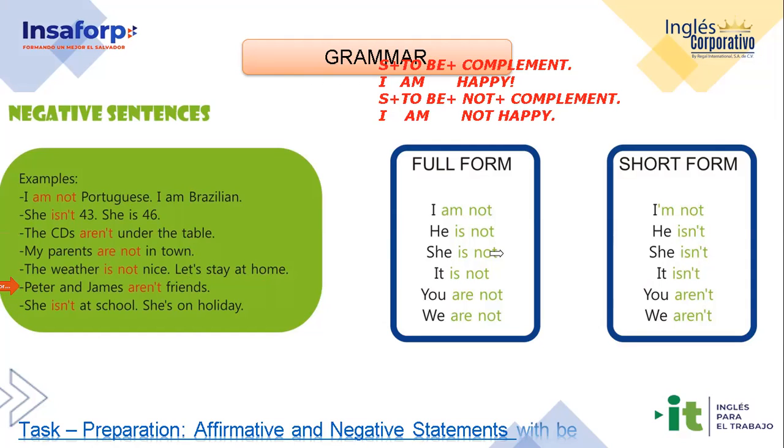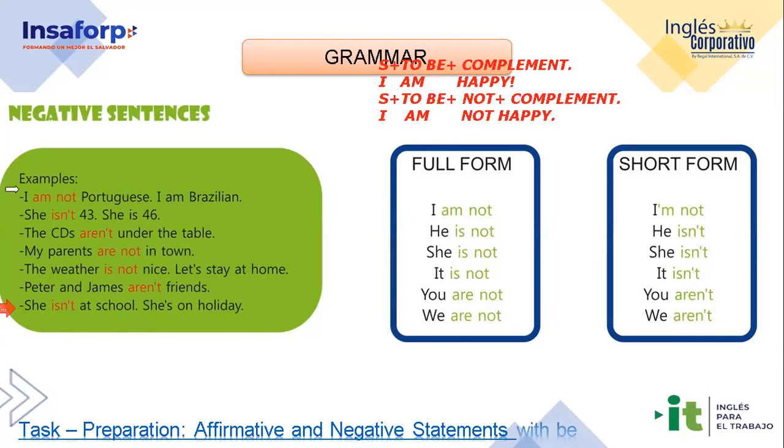Peter, okay, let's see. Gerardo, next example. Peter and James aren't friends. Friends. Okay. Let's see, Katia. She isn't at school, she's on holiday. She isn't at school, she's on holiday.